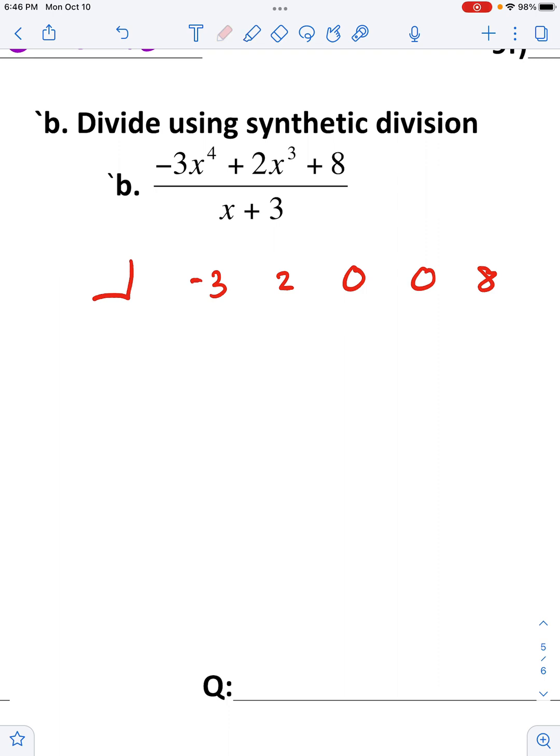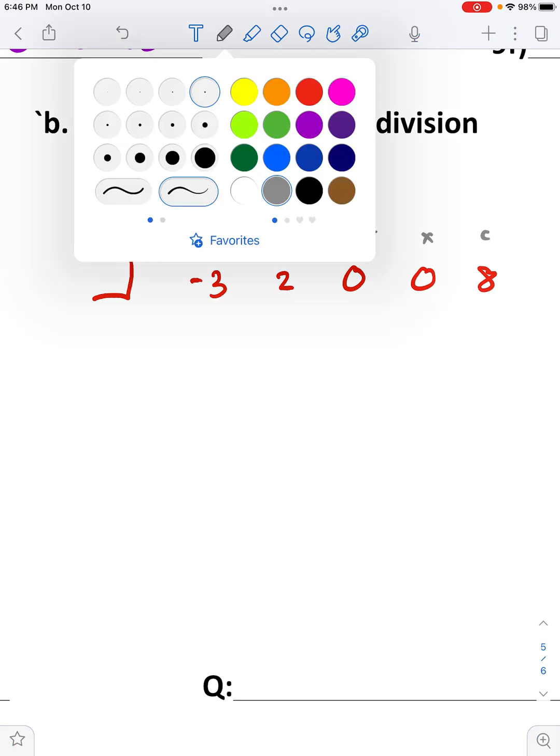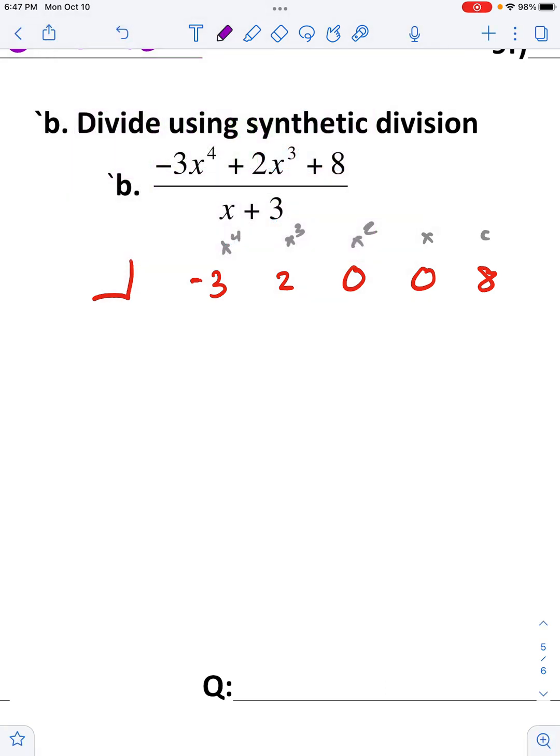So you don't write them in here, but you're thinking, okay, this was an x to the 4, x to the 3rd, x to the 2nd, plain x, constant. And since I didn't have x squareds or x's, I have to save a spot with zeros. All right, and then I am divided by x plus 3. That's the potential factor, and so I use the opposite of the potential 0 in there. I drop this negative 3.